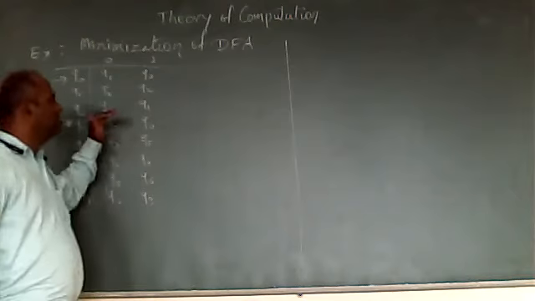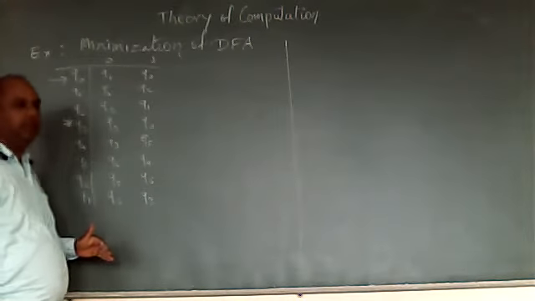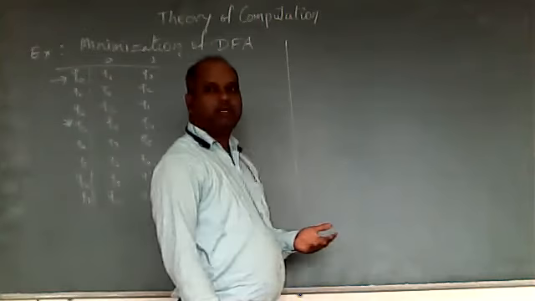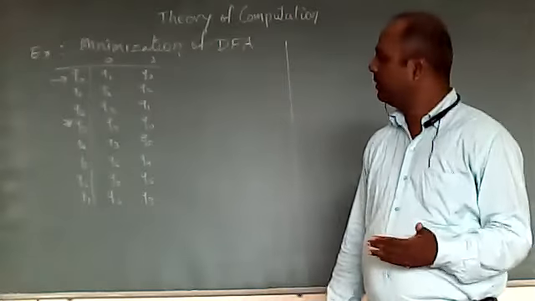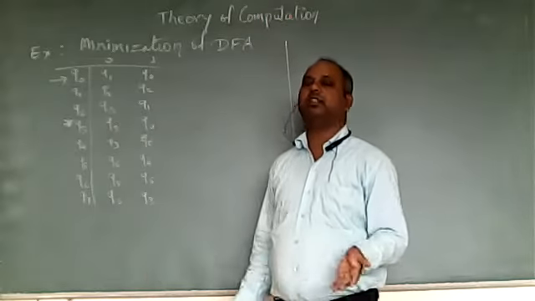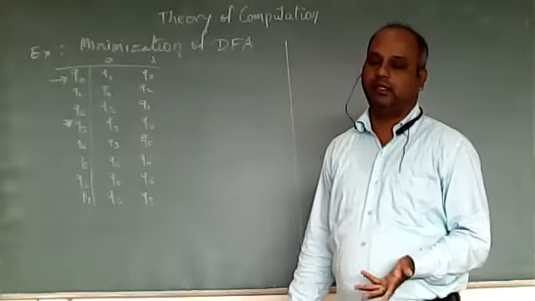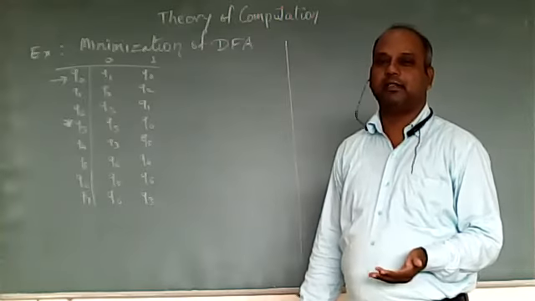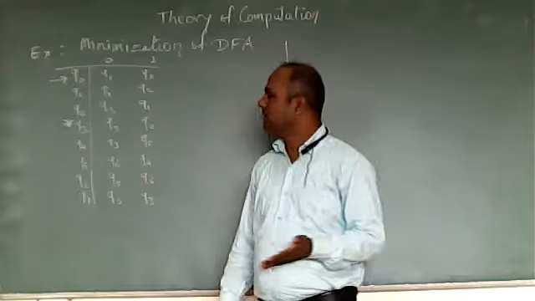Minimization of DFA. We have to minimize the given DFA. The given DFA may be in any form. In the exam or in the problem, they may give the transition table or the transition diagram, because these are the two methods by which we can represent a DFA. If a transition diagram is given, it's okay, or if a transition table is given, it's okay.